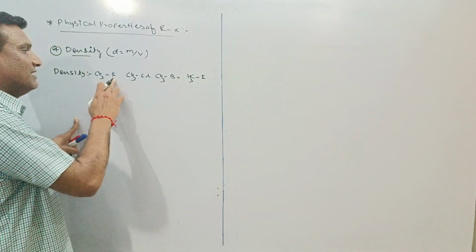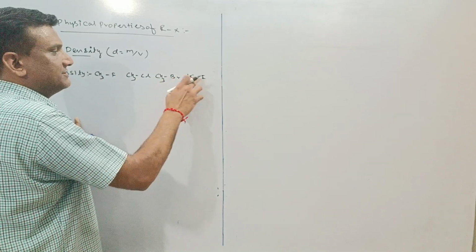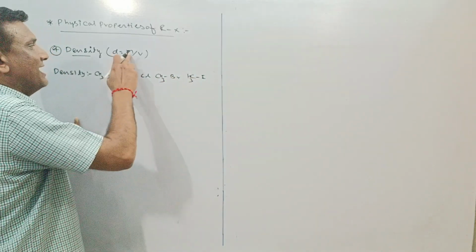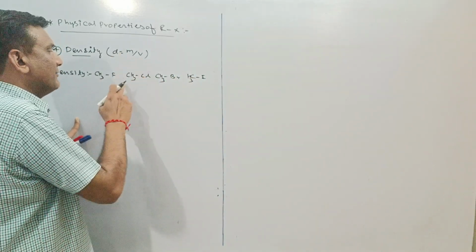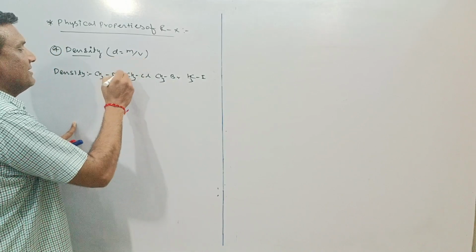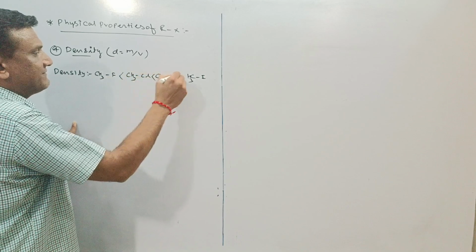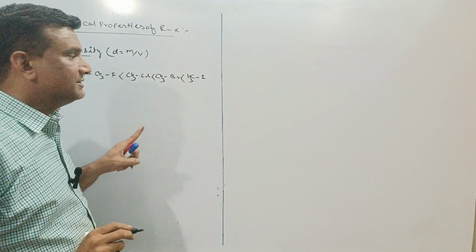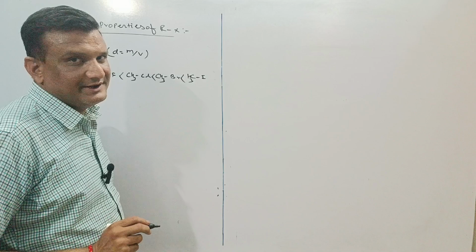You can see the atomic mass of the halogen atom is increasing. So M is increasing, while V, volume size, is also increasing. So due to increase in M and V, the density will increase. So the sequence of density will be as follows. This was regarding density.